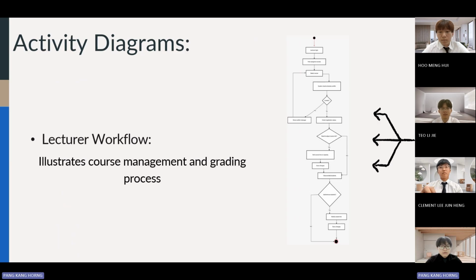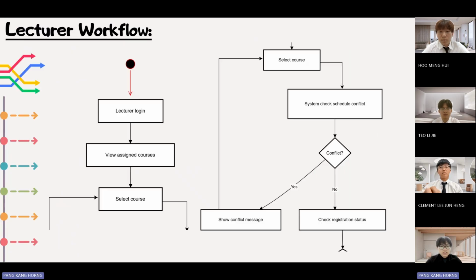For the next part, I will present about the lecturer workflow. In the lecturer workflow, first the lecturer will log in, and after logging in, will see the assigned course. Then the lecturer can select the course. After the lecturer selects the course, the system will check the schedule conflict. If yes, there is a conflict, it will show the conflict message and return to the select course session. If no conflict, it will check the registration status.